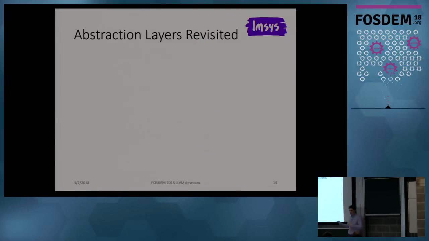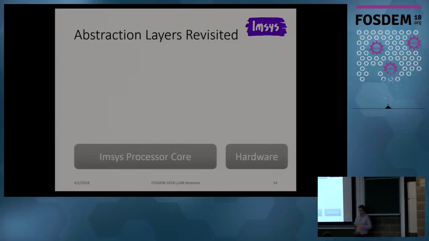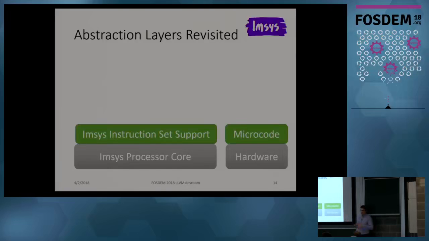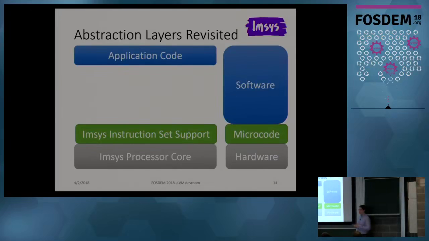So if you think about the abstraction layers again, then we can match them to these hardware, microcode, and software layers. The processor core itself is of course hardware. And then the instruction set architecture is actually not hardwired in the processor core. It's defined by microcode. And then above the microcode we have a quite thick layer of software. On the high level is the application code, and the lowest level is the instruction set, which is implemented in microcode. And the high level and the low level software is connected by LLVM.